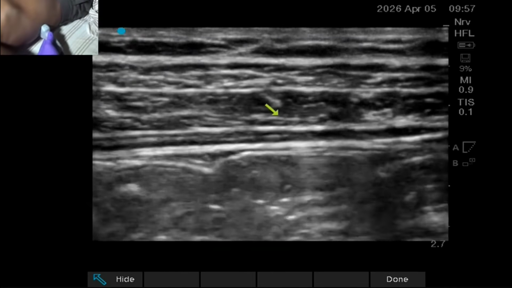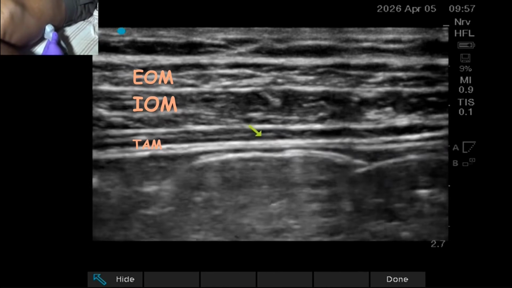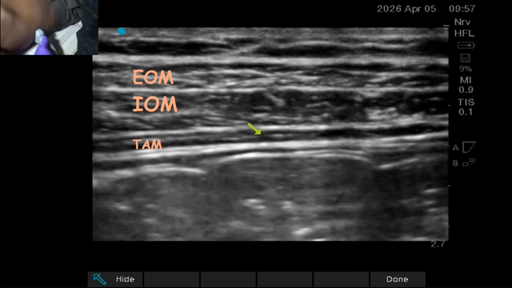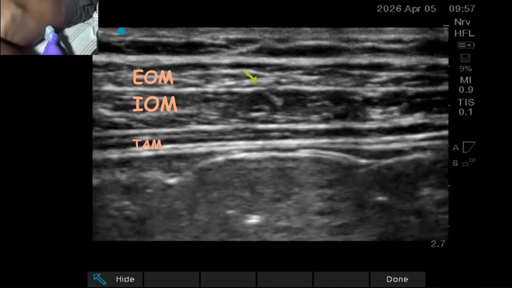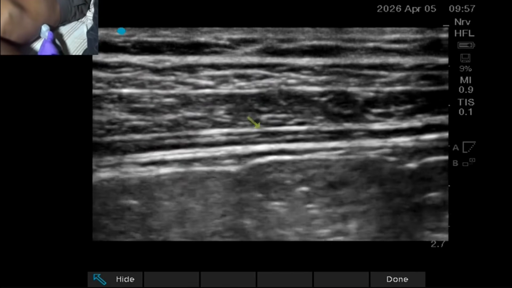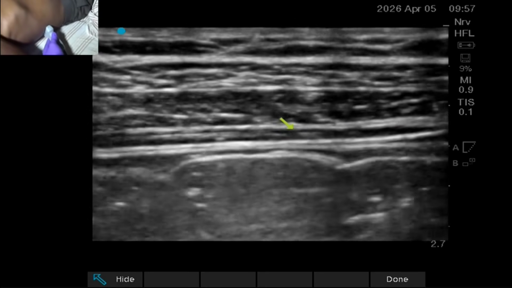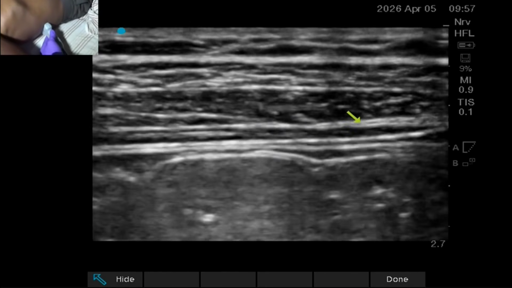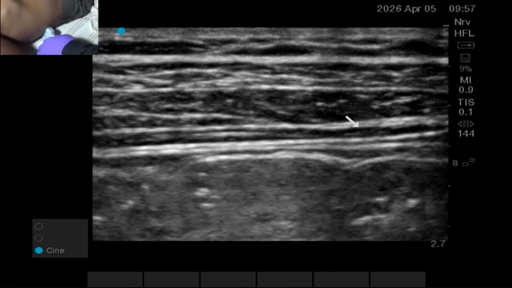Understood? So what we are seeing here, again from below upwards, this is the thinnest muscle, that is the transversus abdominis muscle. Then we have the internal oblique. Then we have the external oblique muscle. You can see the thickest one is the internal oblique. So where will the plane be? This is the plane where we will inject. Now can you see here the double lining of the internal oblique fascia? So the next question is where we shall deposit the drug.